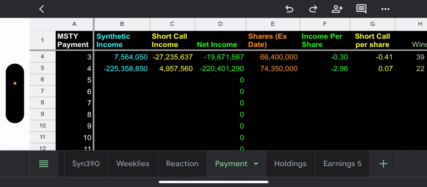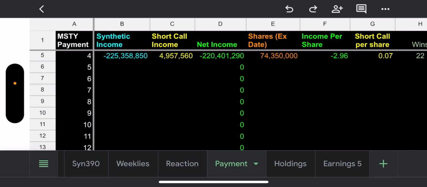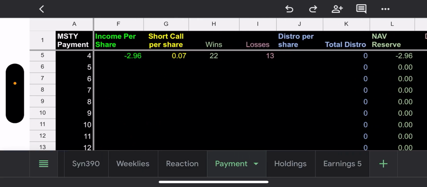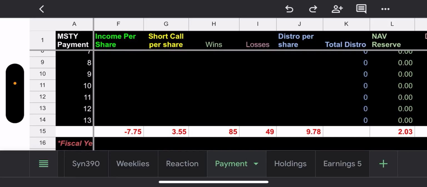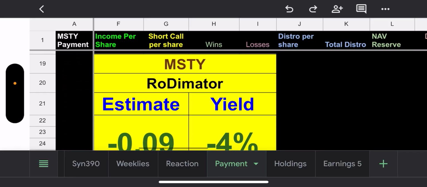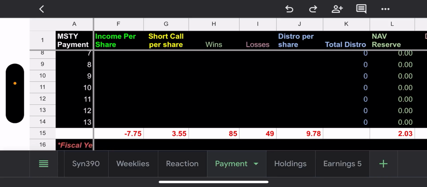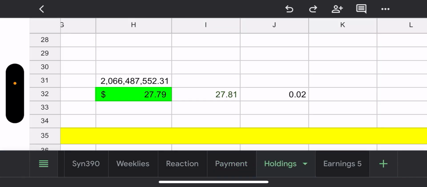So that being said, we talked about the synthetic income. This is how much they made already, 225 mil. Short call loss, 4.9 mil. We talked about that as well. So we look at total income per share. We're at 296. Again, we were at $3. Now we're at 296. So our guesstimate is now anywhere from $1.90, which is the guesstimate based on the IV, $1.90 to 296.